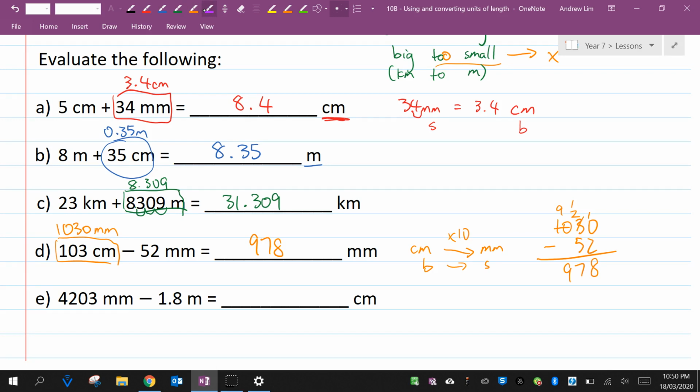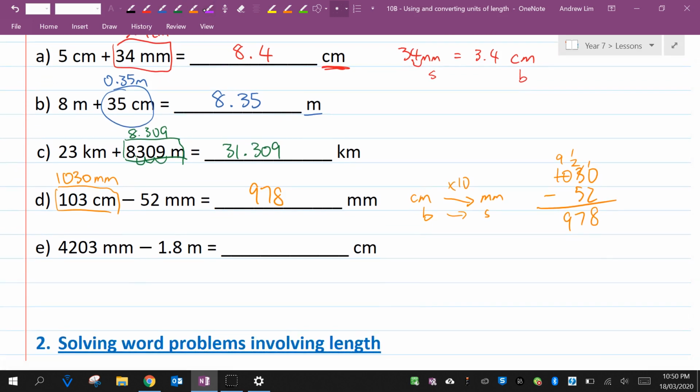And question E. We want the answer in centimeters. Hey, both of them aren't in centimeters, so I'm going to convert them both into centimeters. So millimeters to centimeters. Small to big is too big, so I need to divide. So I'm going to divide by 10, because there are 10 millimeters in a centimeter.